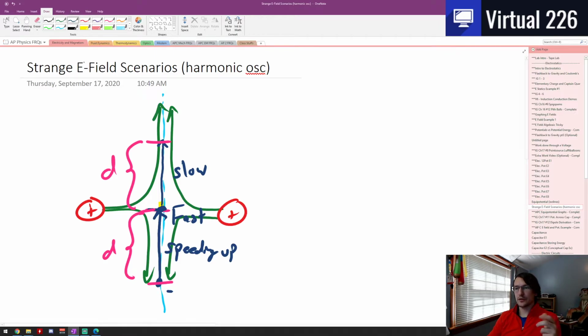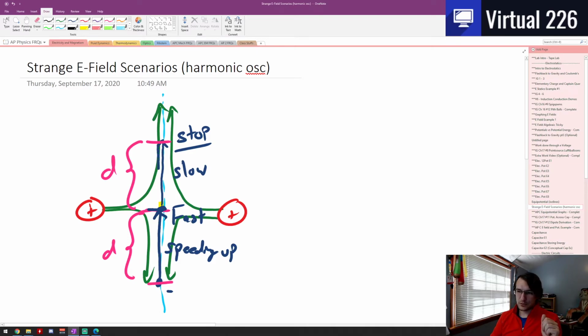This is a conservative force, this electric field. Once we get out to that point, we're going to stop. We've lost all of our velocity. We've finally lost that kinetic energy. We've come to a stop. Everything's stored in the potential energy there.